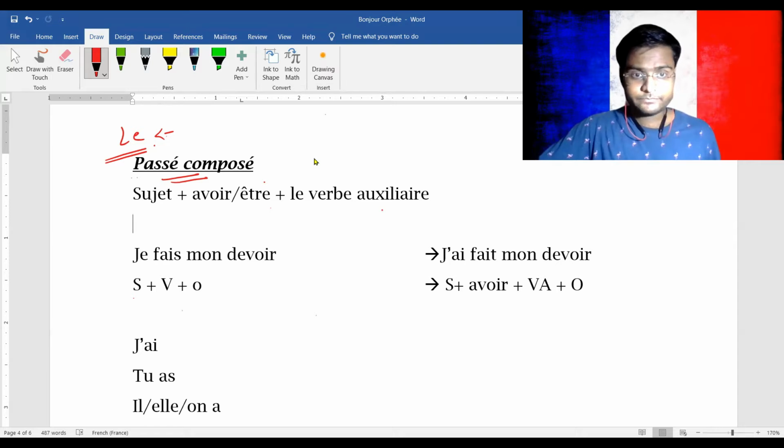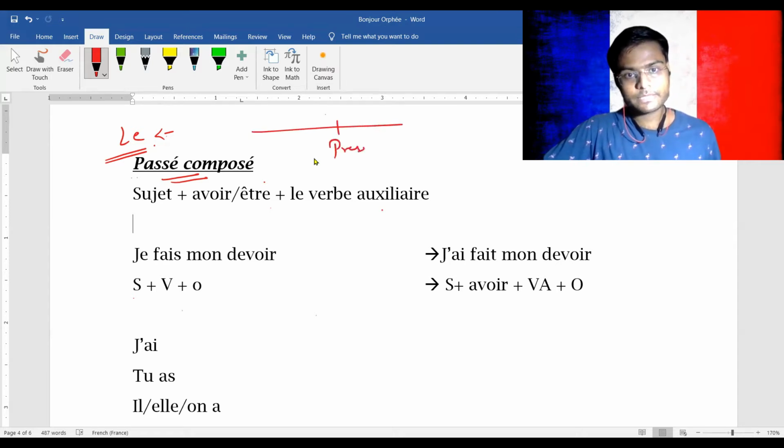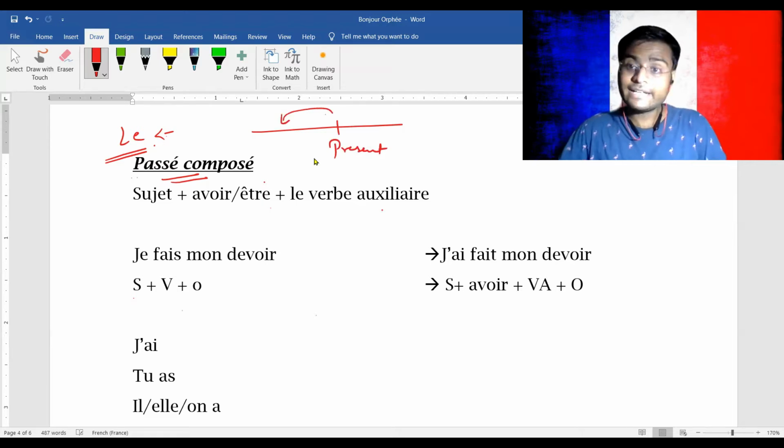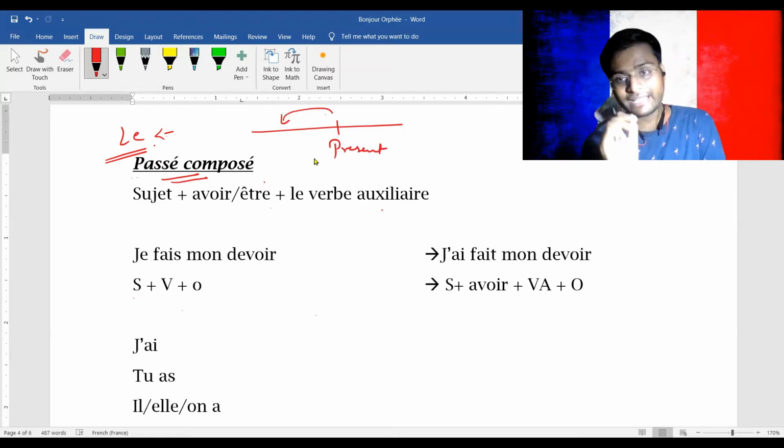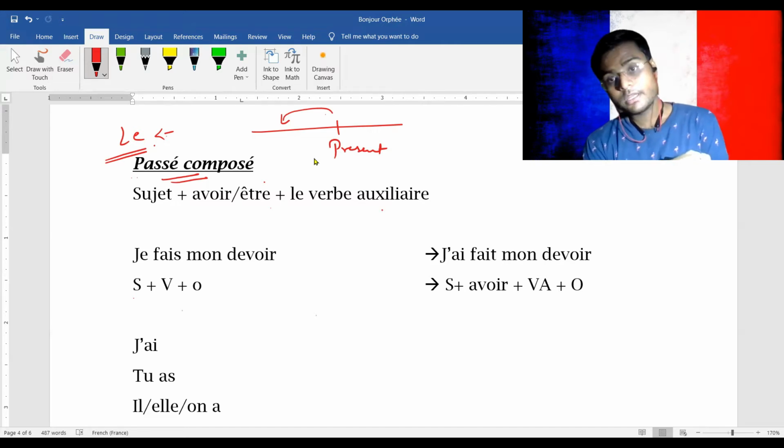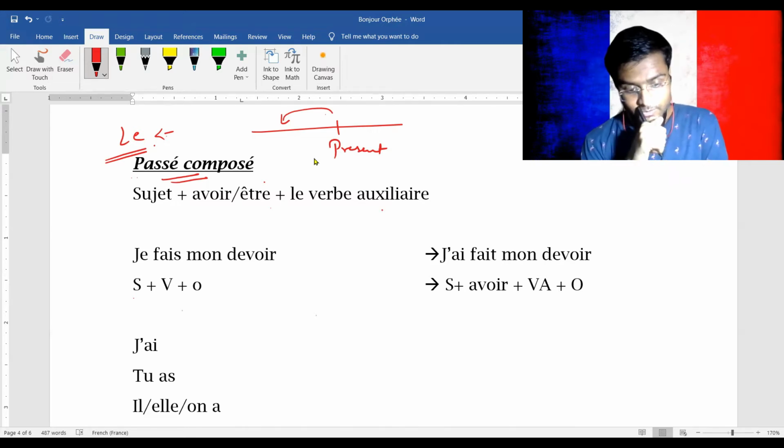Now, suppose this is a timeline, this is where you are, present tense. Anything which has happened in the past and ended in the past itself is your passé composé. Why I'm teaching you at this point of time is because I don't want you to make the mistake when we are going to learn about imperfect. This is the first thing.